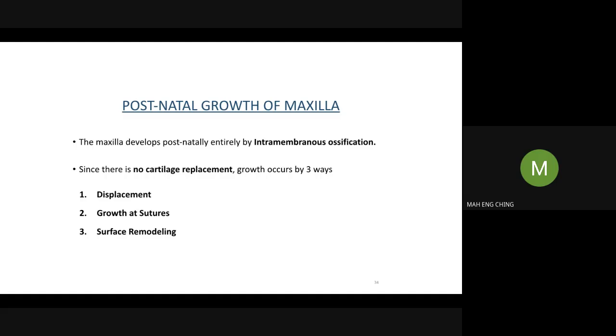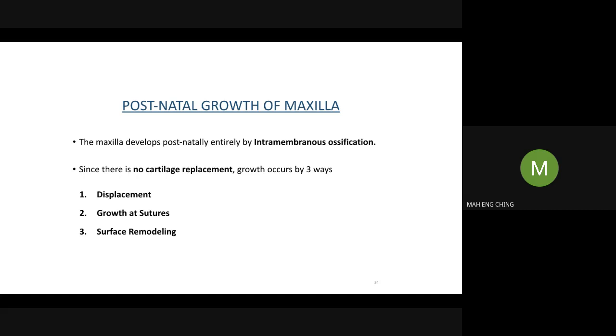Developed postnatally entirely by intramembranous ossification. You see the maxilla, the growth is only intramembranous. The mandible, a bit of both, but mainly intramembranous, a bit of endochondral. But the maxilla is purely intramembranous. So you get these questions a lot of times during an exam. They will ask you whether the maxilla grows by intramembranous or endochondral. Whereas the mandible is by both intramembranous plus endochondral.